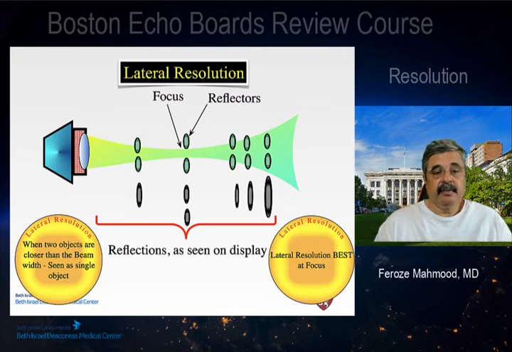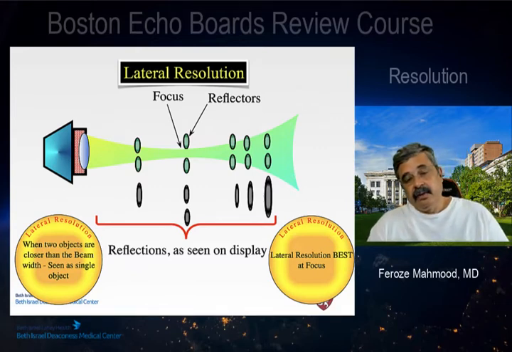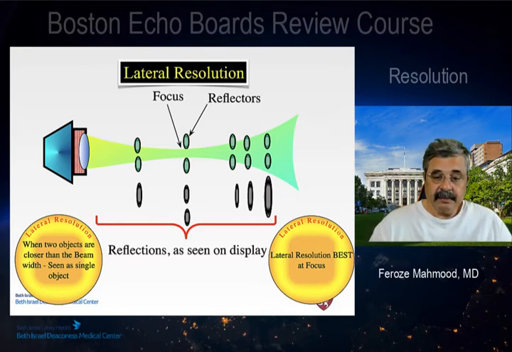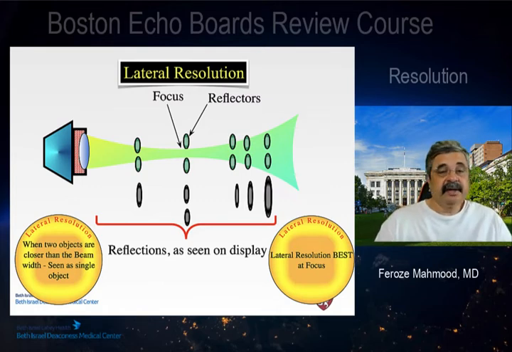As up top over here, the two reflectors closer to the beam, the distance between them is less than the width of the beam, and hence they're seen as a single reflector. However, at the focal point, the width of the beam is less than the distance between two objects, and they are reproduced accurately as two separate objects. And as the beam goes deeper into the tissues, you can see that the beam diverges, becomes broader, and therefore the lateral resolution gets worse as you go into the far zone of the ultrasound beam. Quite obvious, as it is seen from this focal point, that lateral resolution is best at the focal point.